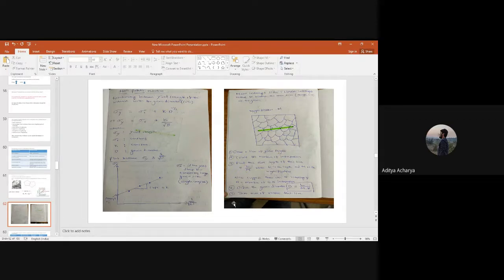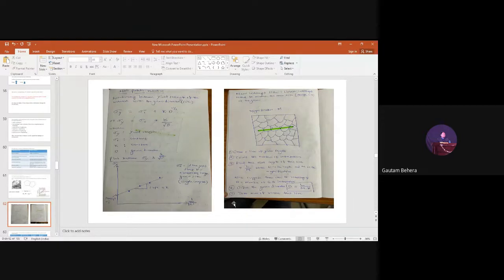That is actually for nanomaterials. Nanomaterials means those materials whose grain size is below 100 nanometer. It may be 50 nanometer, it may be 90 nanometer, it may be 99 nanometer, it may be 1 nanometer, right? If the grain size is below 100 nanometer, those materials are called nanomaterials.